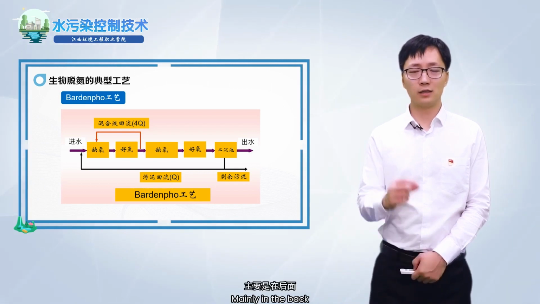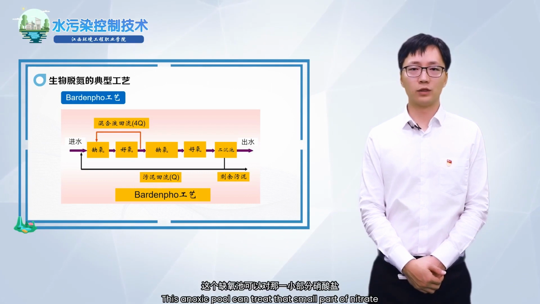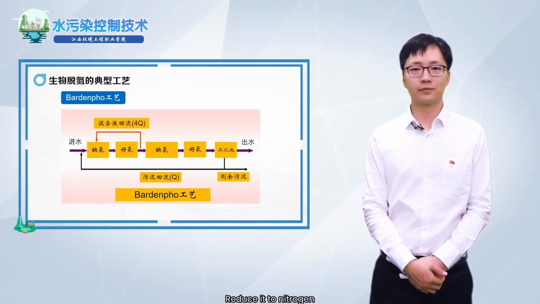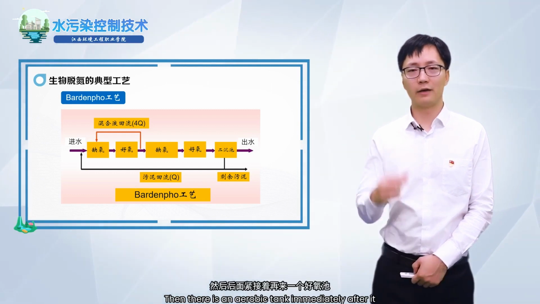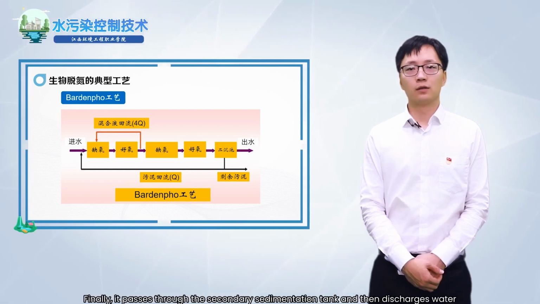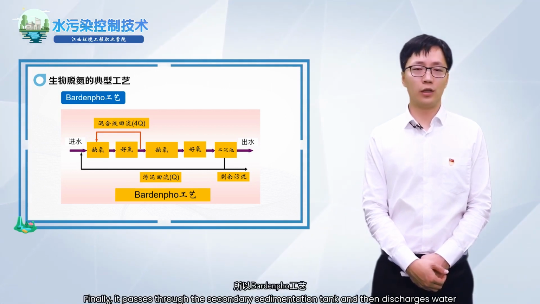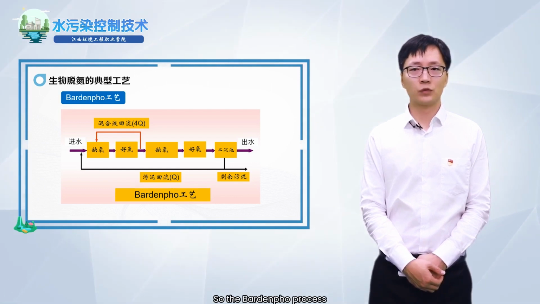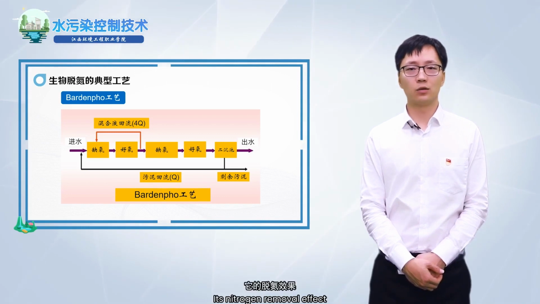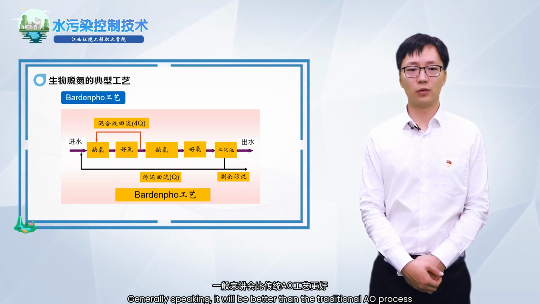Mainly, an anoxic tank is added at the back. This anoxic pool can treat that small part of nitrate, continue denitrification, and reduce it to nitrogen. Then there is an aerobic tank immediately after it, where some remaining carbon sources are further removed. Finally, it passes through the secondary sedimentation tank and then discharges water. So the Bardenpho process is an improvement on the basis of the traditional AO process. Its nitrogen removal effect, generally speaking, will be better than the traditional AO process.